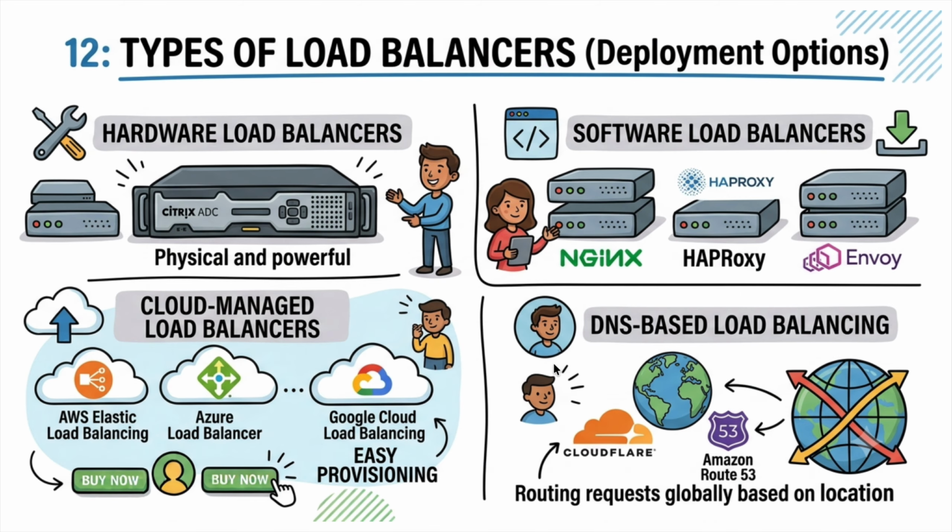Now, depending on the scale of your application, companies choose different kinds of load balancers. We have hardware load balancers like Citrix ADC, which is physical and very powerful. Then we have software load balancers like Nginx, Envoy, HAProxy. We also have cloud managed load balancers like AWS, Azure, and Google Cloud provide. And finally, we also have DNS-based load balancing using Cloudflare or Amazon Route 53.